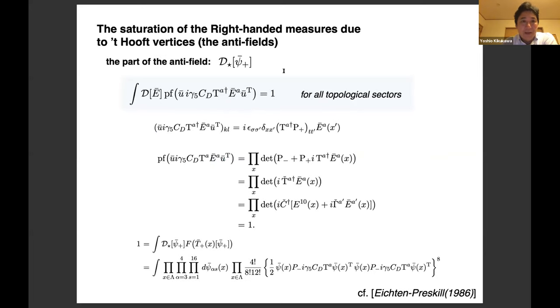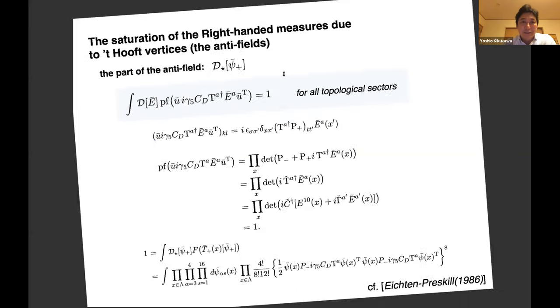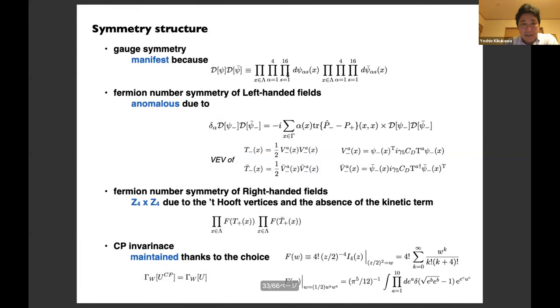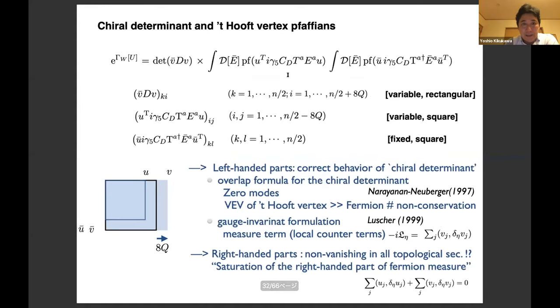And for the right-handed, as I said, the effective action is given by these expressions. The first part is just the chiral determinant for the left-handed field and the physical part. And the second and third parts come from inserting the 't Hooft vertices for the right-handed field and right-handed anti-field.